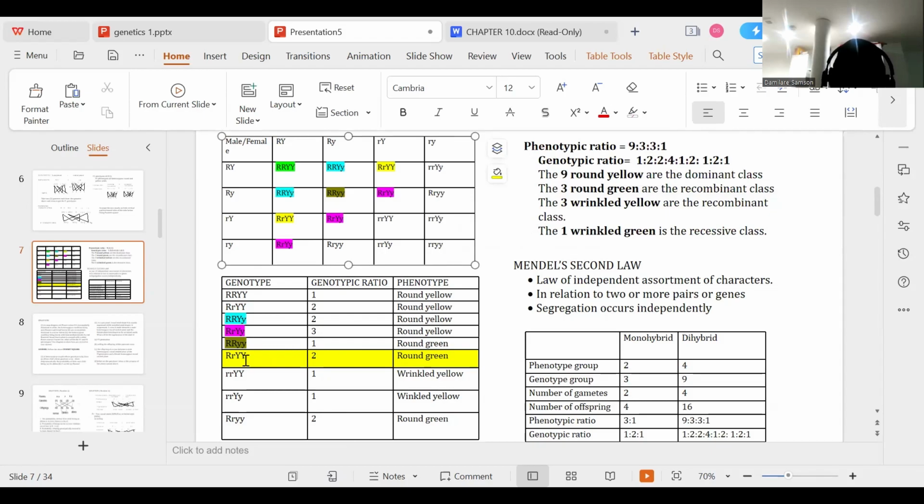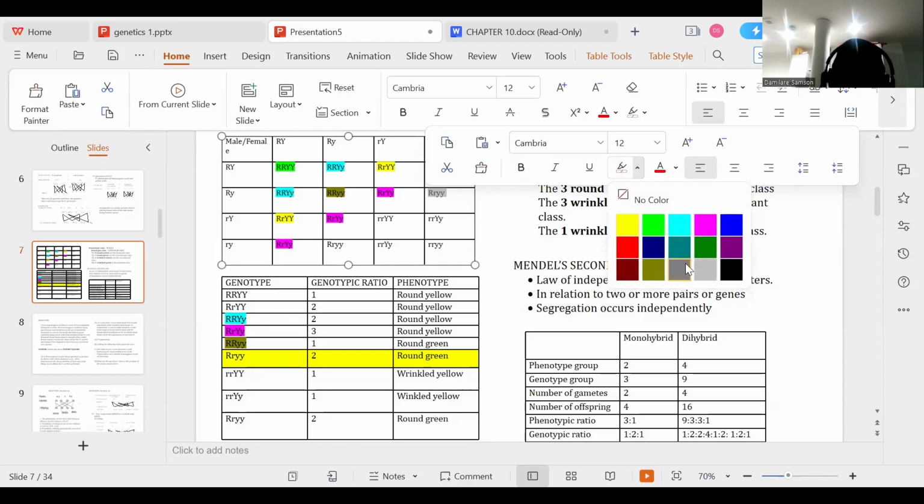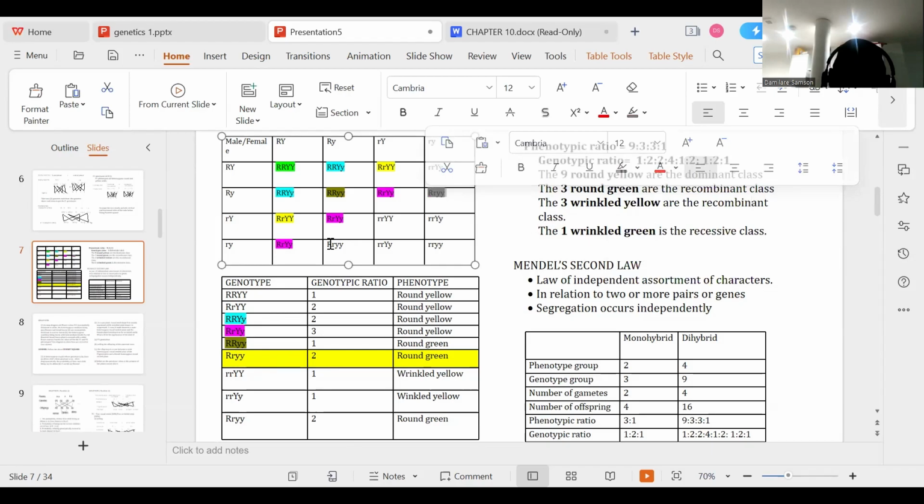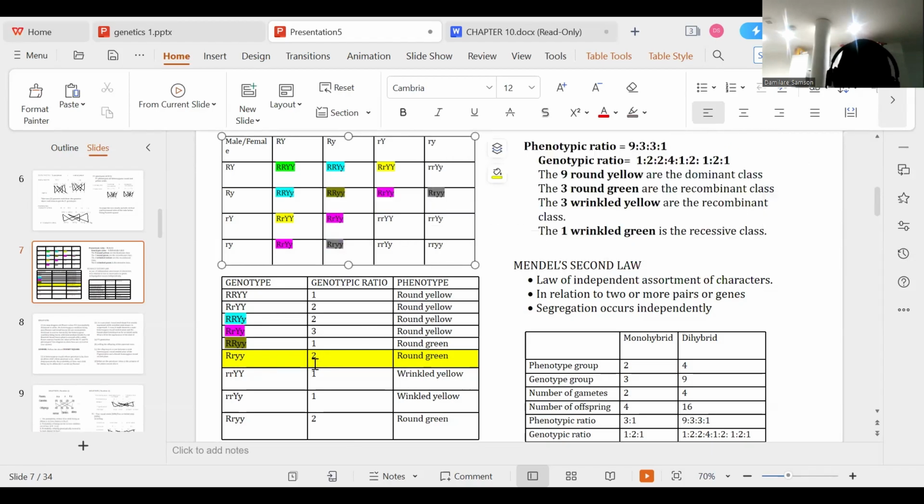Now, we have the capital R. Okay, this is already here. So the next one we want to look at is capital R, small r, 2 small y. Capital R, small r, 2 small y. This is 1. This is 2. This is 1 and 2. I think it's just that 2.